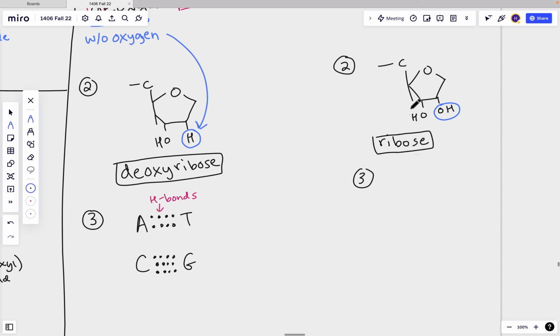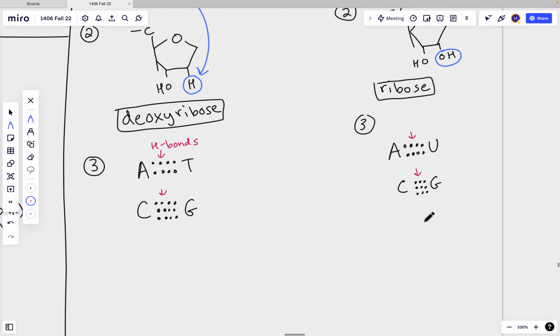Okay. What about in RNA? A, this is different, is with U, uracil. Again, those are hydrogen bonds. And C, again, is with G. These are not the same C and G, though, right? Because they have a different sugar. I mean, the C and G are the same, but the sugar is different in the molecule. But hydrogen bonds, hydrogen bonds, hydrogen bonds. But it is the same cytosine and guanine, actual nitrogenous base.